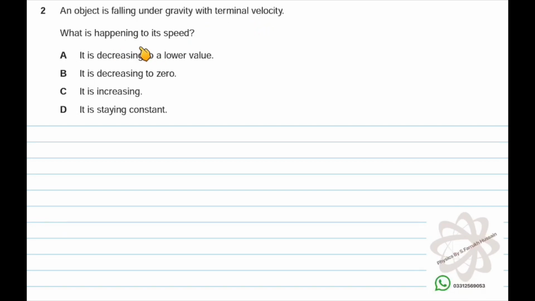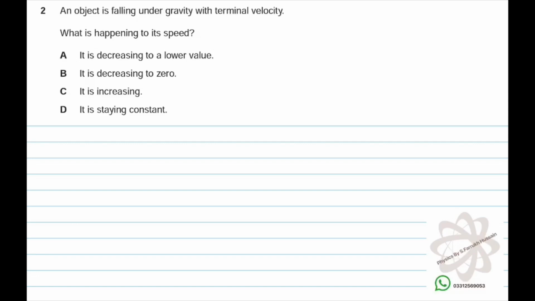So what is happening to its speed? If the object is falling with the terminal velocity, it means there is no resultant force acting on the object. No resultant force means the weight acting on the object and the air resistance acting on the object are equal in magnitude and opposite in direction. So there is no resultant force acting on the object, and since there is no resultant force acting on the object, there will be no change to its acceleration.